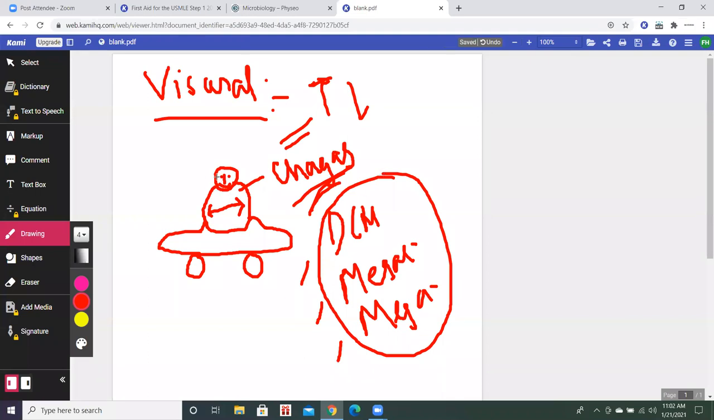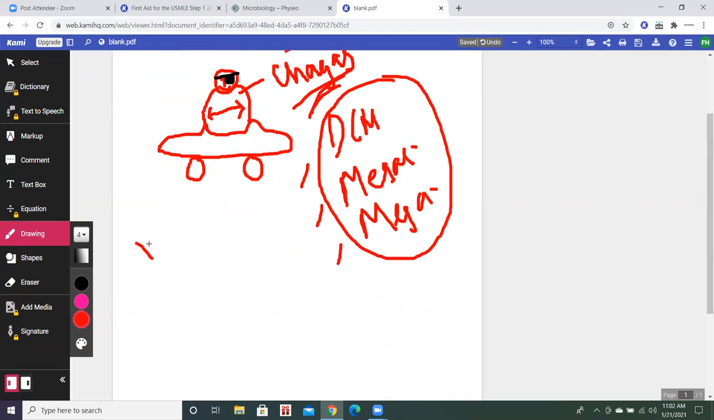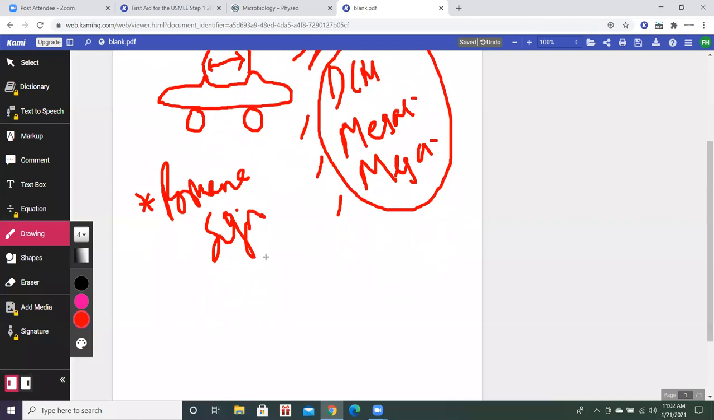Another one: remember this, this guy has a pirate's patch in one eye. Do you know why he has a pirate's patch in one eye? Because one eye of his is swollen. So he has unilateral periorbital swelling. This sign is known as Romana's sign. Are we clear about this? Yes or no?